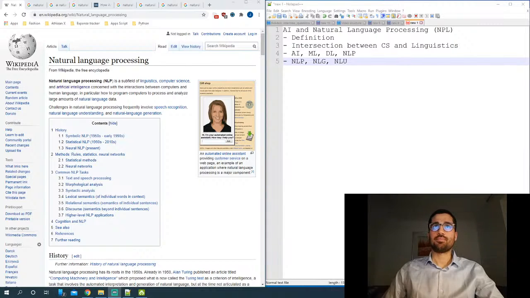Today's topic is AI and natural language processing, NLP. What is natural language processing?